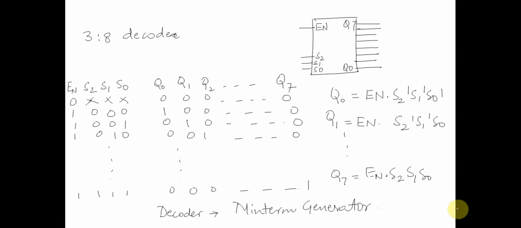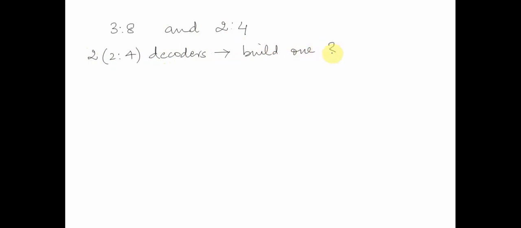Now, having said this, we have a problem statement. We looked at a 3 to 8 decoder, and we looked at a 2 to 4 decoder. Let's assume I have two 2 to 4 decoders, and I have to build one 3 to 8 decoder. Can we do that?